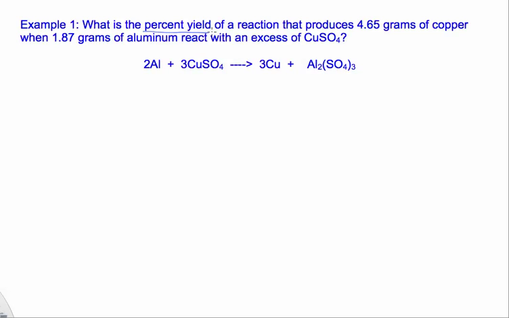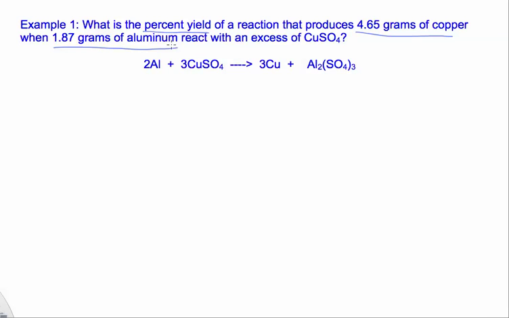The first thing we have to do in a percent yield problem is, we're given 2 different numbers. We have 4.65 grams of copper and 1.87 grams of aluminum. One of those is our given. It's how much we start our reaction with. The other one is our actual yield, how much we actually made in a lab. One thing easy to remember is your given is always going to be a reactant. You start with it. Your actual yield is always going to be a product.